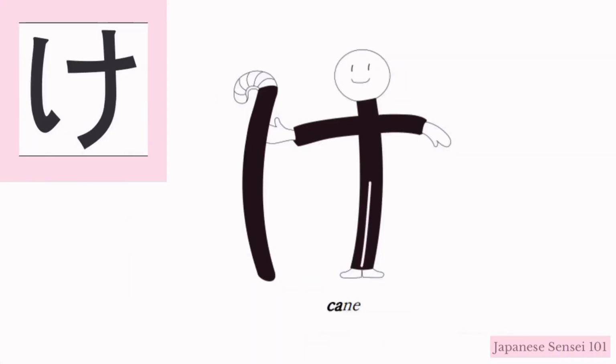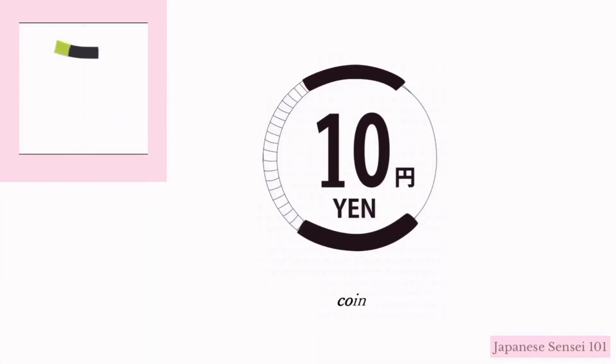Ke. To memorize this, you can imagine it as a man holding a cane. The vertical line on the right can be seen as the man's body, and the curved line on the left represents the cane he is holding. Ko. Picture the hiragana character ko as a coin. The 2 short, curved strokes resemble the edge of a round coin.